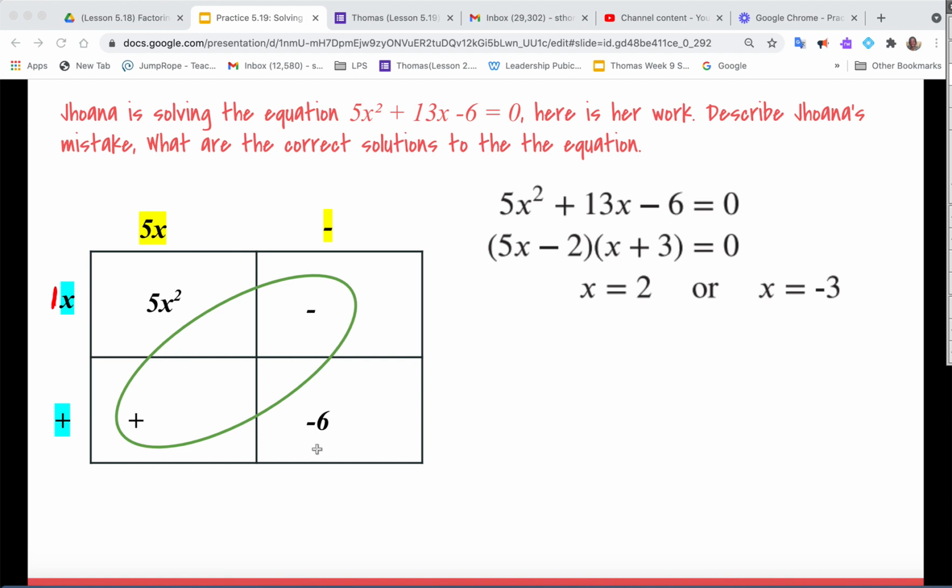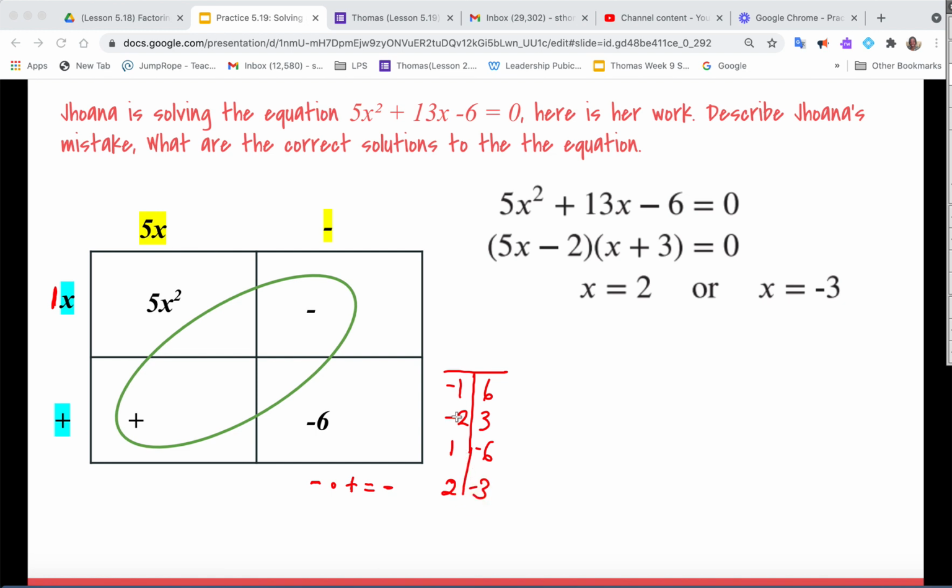I know to get a negative 6, I'm multiplying a negative times a positive, which gives me a negative result. And so what are the factors of negative 6? I could get negative 1 and 6. I could get negative 2 and 3. And I could do it the other way around, where I have a positive 1 and a negative 6, or a positive 2 and a negative 3.